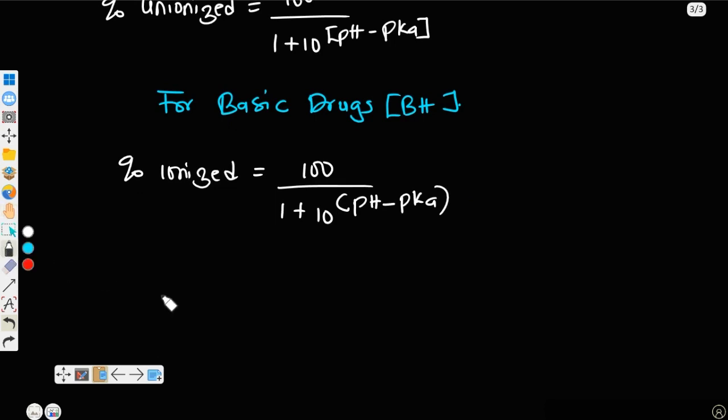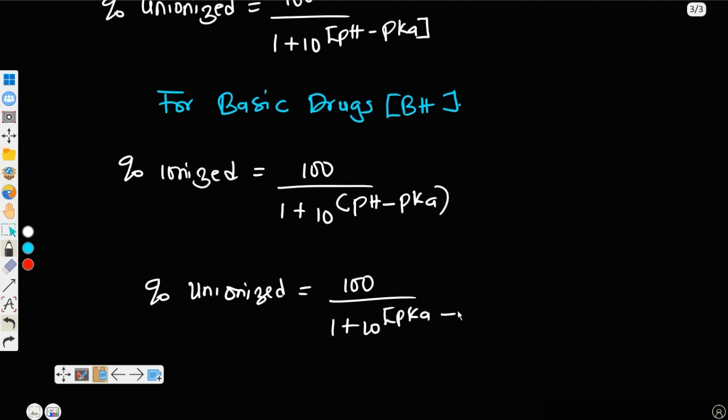Then, percentage unionized would be 100 divided by 1 plus 10 to the power of pKa minus pH. Is that okay? So these are the various formulas that you should note. All right. So we are on track. Now the next thing is, how do you identify if the question is acidic, or use the acidic equation or basic equation, because they will not tell you in the question.